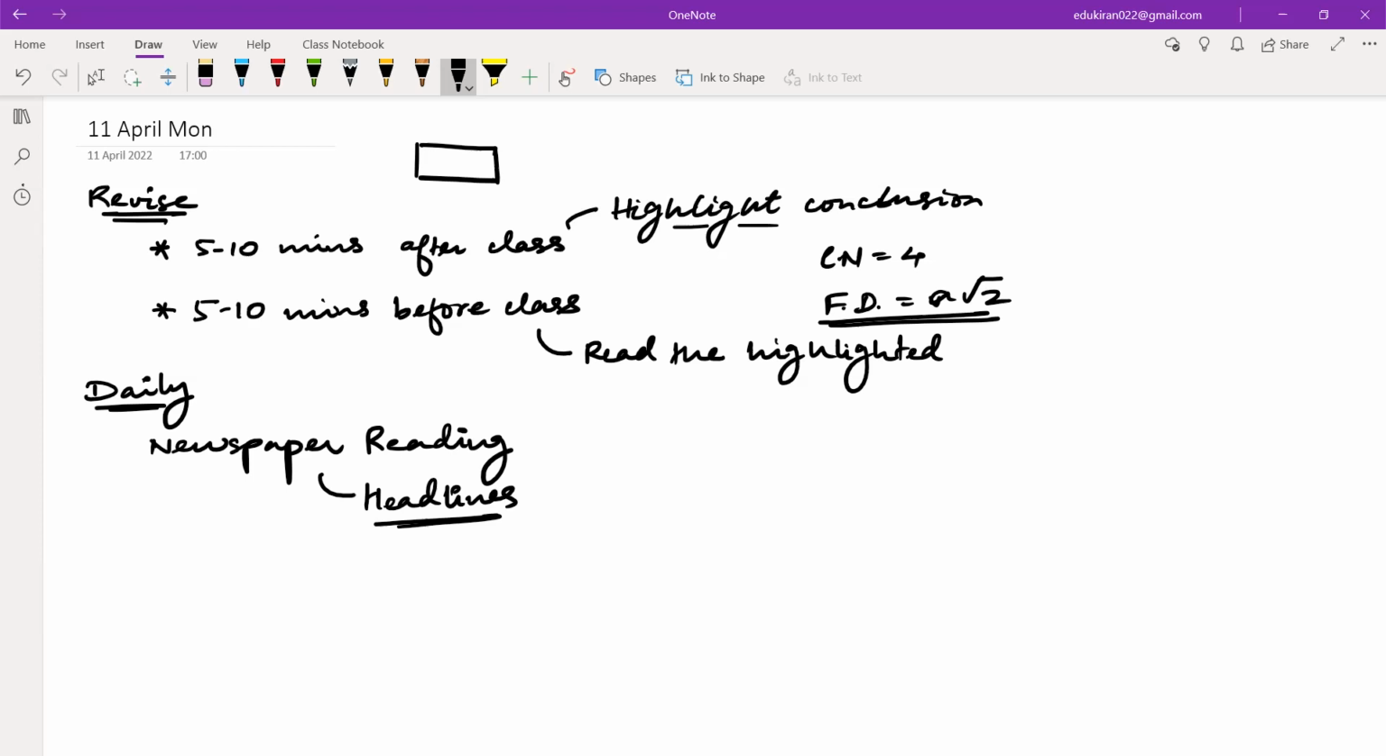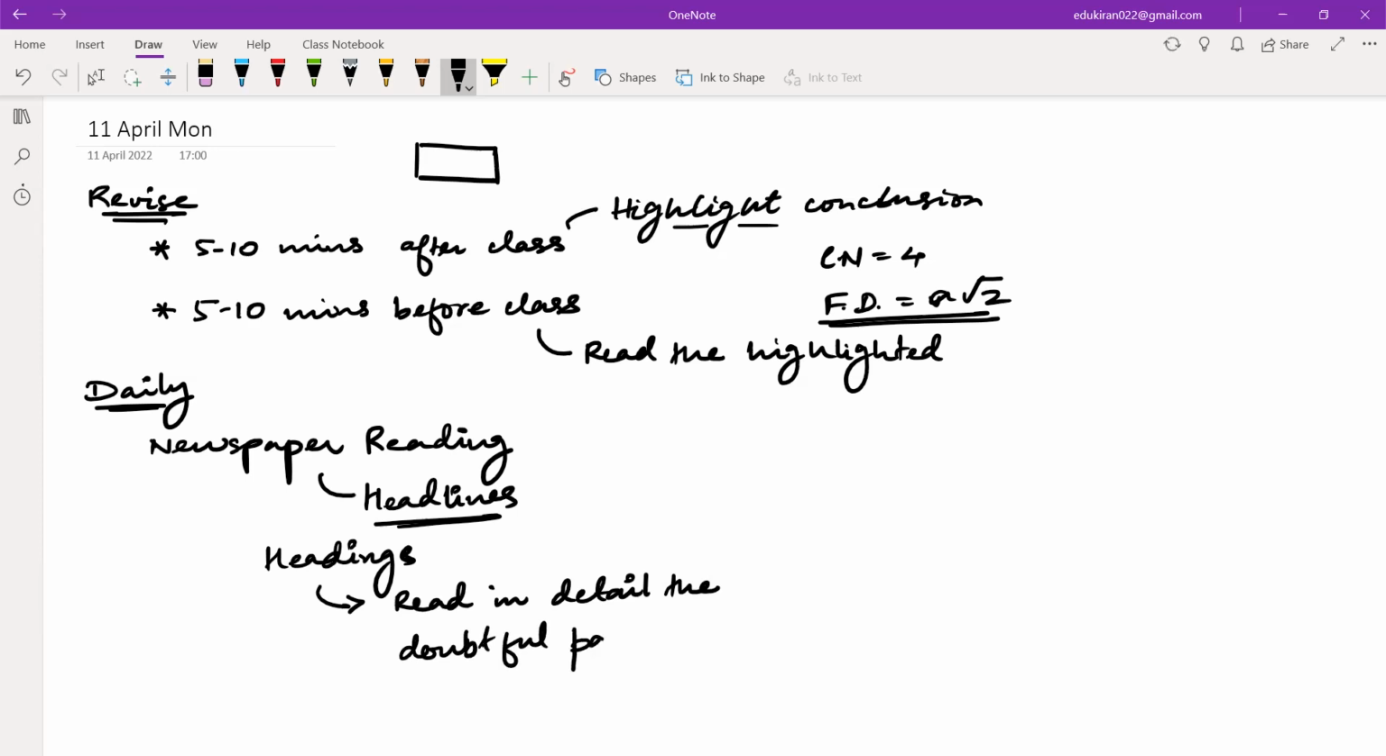So you will do a newspaper reading daily. That means you will read all the topics, the headings. And what you will do, you will read in detail the doubtful parts. Okay, you will read in detail the doubtful parts.